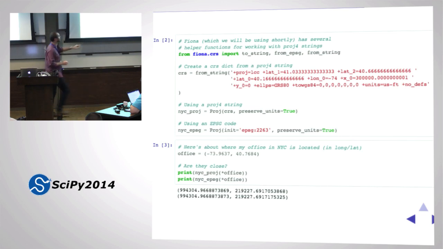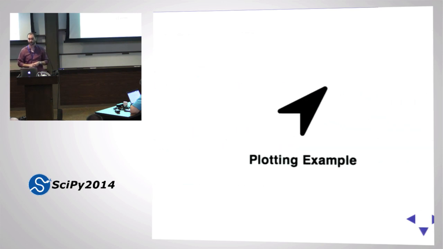That little star is maybe new to some people. I'm going to explain what that is in a little bit. You can think of it as unpacking. I'm unpacking this tuple here, but I'll talk about that more in a sec. So, with me so far? Pretty simple, right? Working with projections in Python.